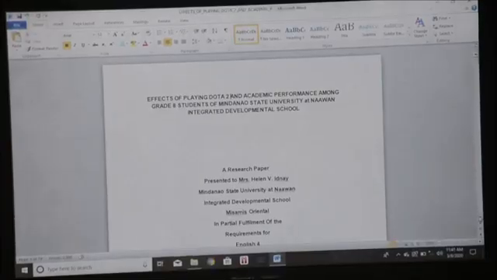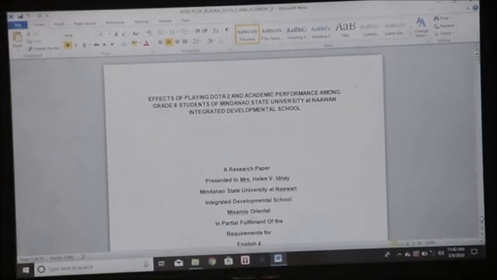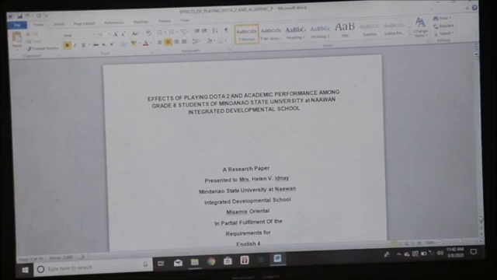Let's begin with our critique review of a research paper. This is the chosen research paper that we got from Academia, published in May 2016. The title of the research is The Effects of Playing Dota 2 and Academic Performance Among Grade 8 Students of Mindanao State University at Naawan Integrated Developmental School. So let's begin our research critique.